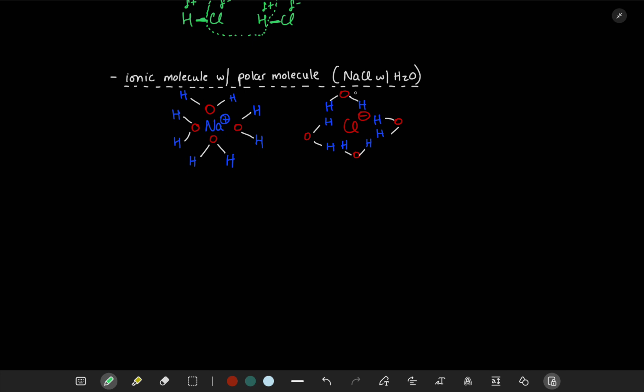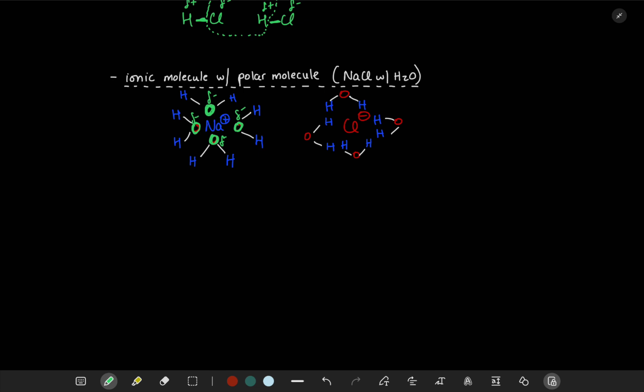Oxygen houses that negative pole, right, because of its electronegativity, it is going to attract the positive sodium ion. So that's what's happening here. You have the partially negative oxygen atom in the water molecule being attracted to the positive sodium ion, right? So this is a partial negative, and this is a partial negative, and the negative charge will be attracted to the positive sodium ion.